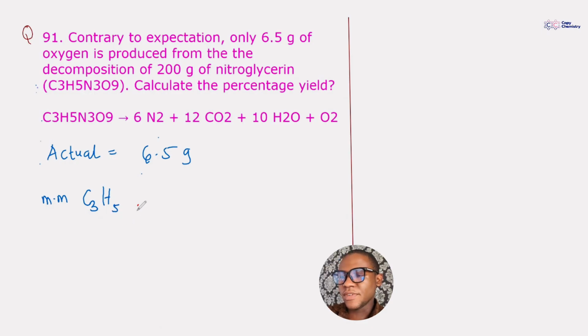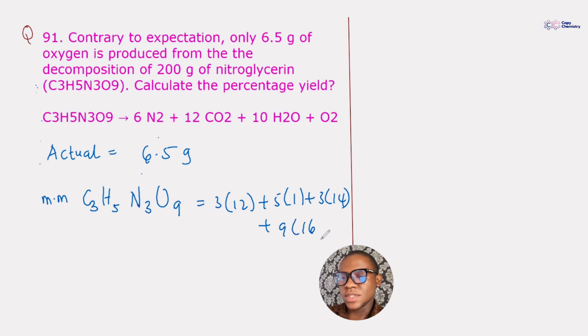So, C3H5N3O9. In that video, we actually did this step by step like this: 3 times 12 plus 5 times 1 plus 3 times 14 plus 9 times 16. And when we did all that, we had the molar mass to be 227 grams per mole. Okay, and the number of moles in this case is mass divided by molar mass.